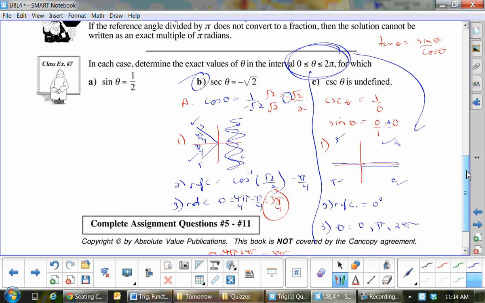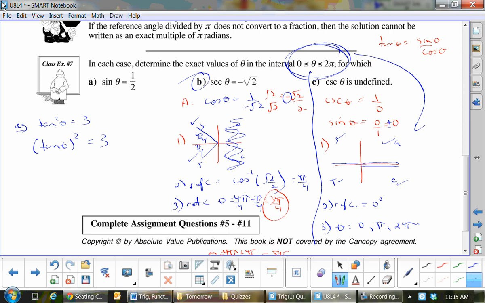Now, what if you were given this question, tan squared theta equals 3. Now, that's just a weird looking beast right from the beginning. But do you know that tan squared theta equals 3? That is the way it's written, but this is what it means: tan theta, squared, equals 3. That's what that means.